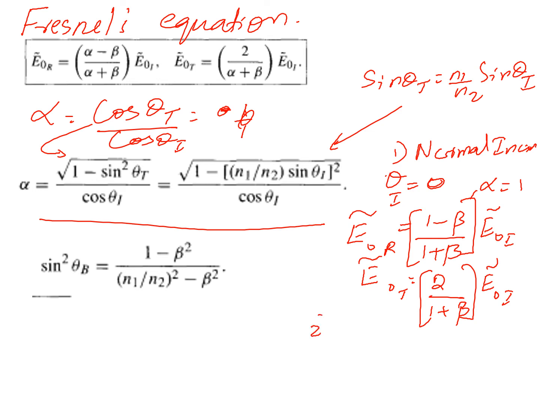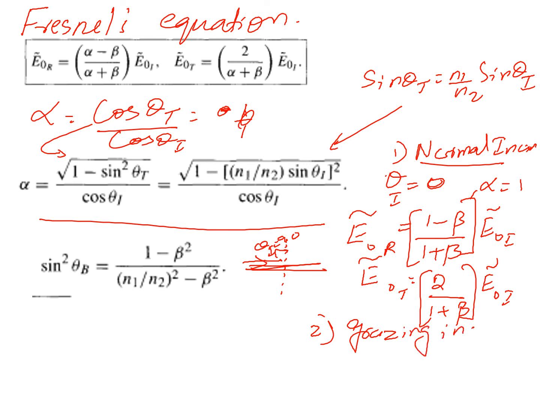Now, there is another case. This is about normal incidence we discussed. Now, we can discuss grazing angle. When the light ray is incident along the surface, like this, see, if this is the surface, this is the normal. If a light ray is incident like this, then the angle of incidence will be 90 degrees. So this is grazing incidence.